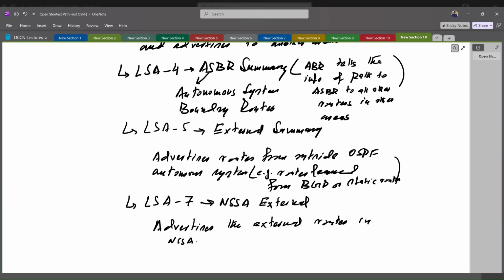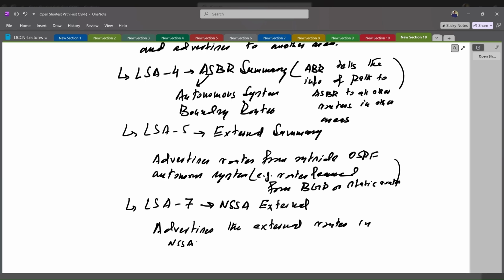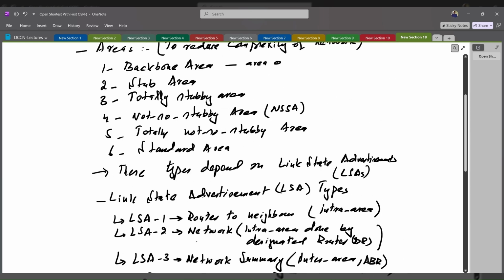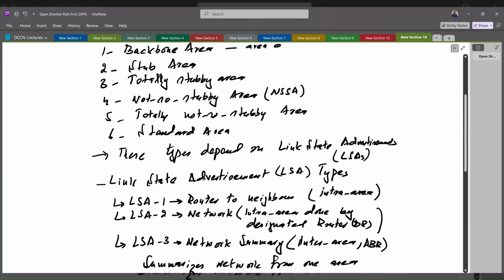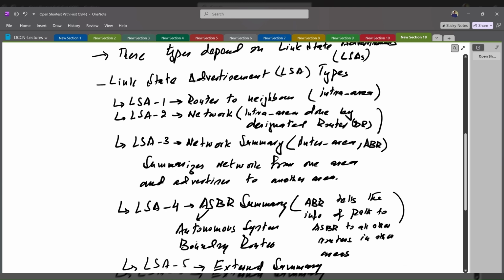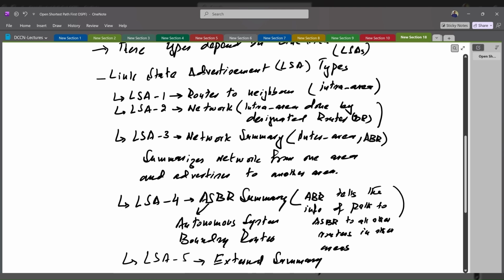Right. So obviously we need to connect. We have just listed. देखा हमने क्या किया? We have listed different areas. हमें नहीं पता ये areas क्या है, right? We have listed different LSAs. हमें scope पता है LSA का क्या है. For example, LSA 1 is from one router to the neighbor, intra area. Just please ask questions. यहाँ पे इसमें LSA 6 नहीं है.